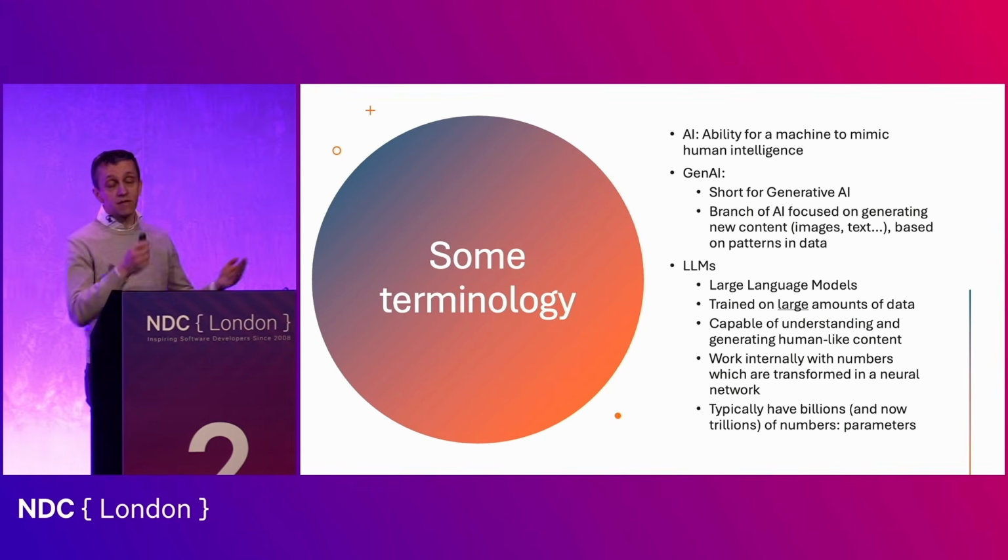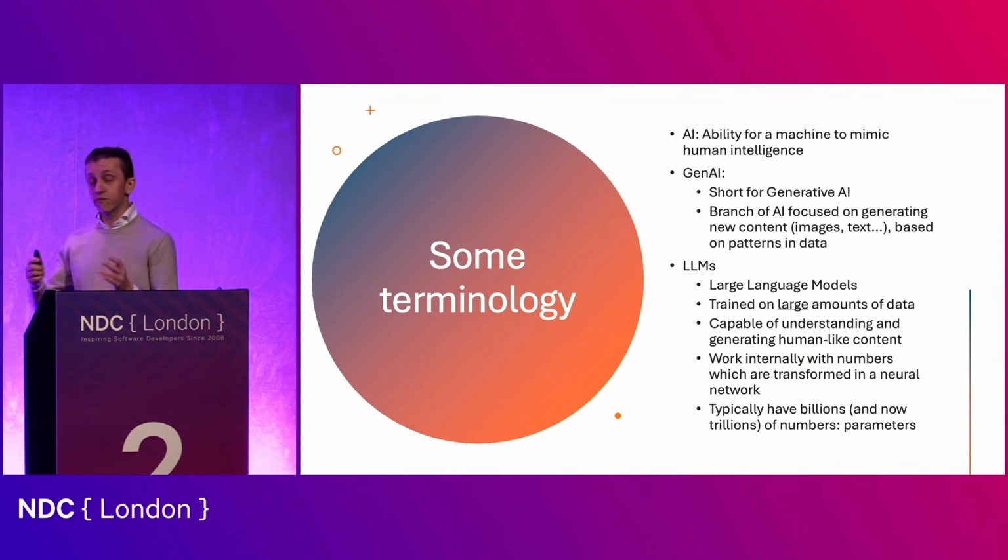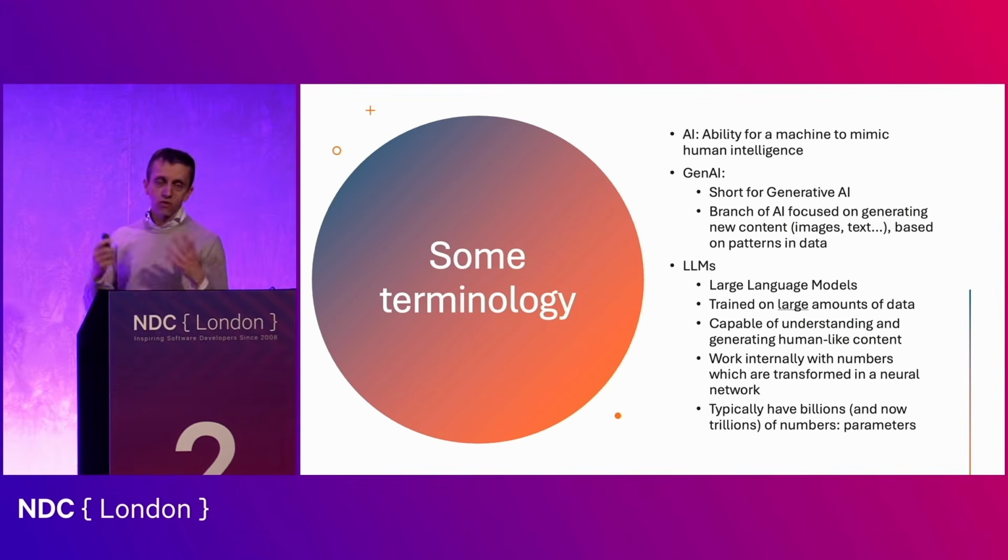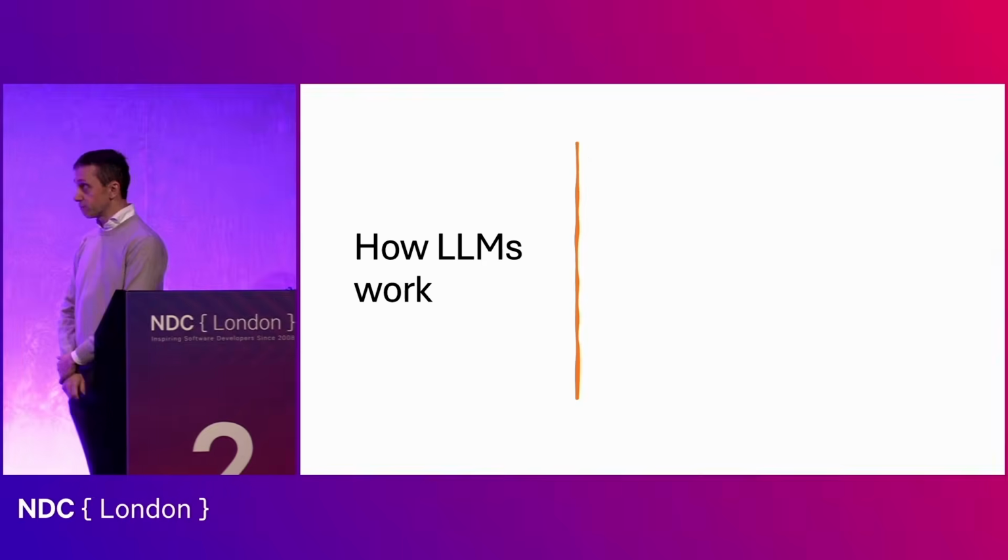We have a billion parameter model. We have a trillion parameter model. Those are the numbers that it works with, that it finds relations with, and based on that, it can generate a lot of content for us.